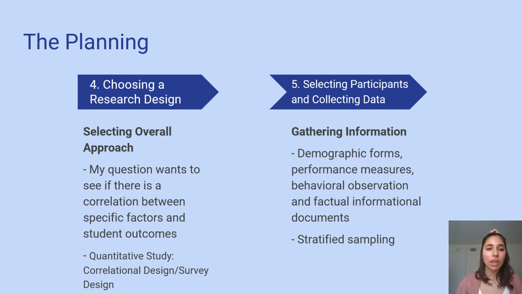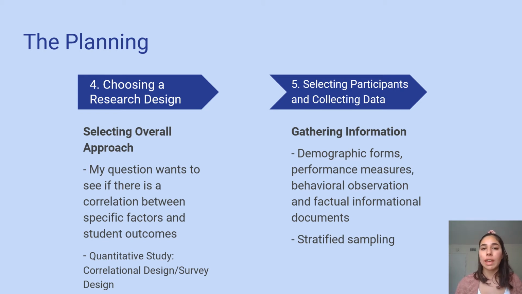Having that information in mind, when I think about planning my research according to this specific research question and topic, for step 4, when I was choosing a research design, in selecting the overall approach, I decided that my question was looking at what the correlation was between the specific factors that play into the student outcomes of foster youth with disabilities. So given that, I decided that this would be a quantitative study. Specifically, it would most likely be a correlational design, maybe a little bit of a survey design, and this is a non-experimental research design, quantitative non-experimental research.